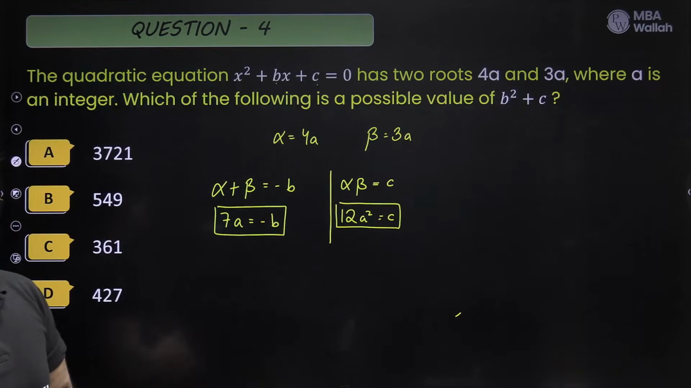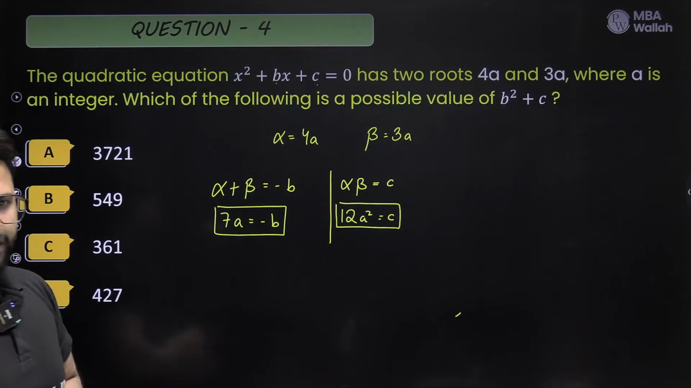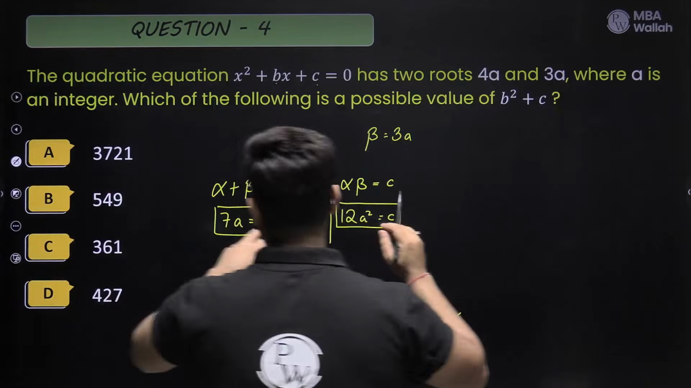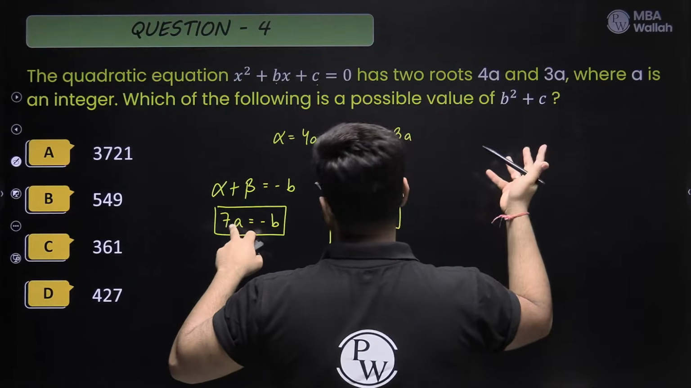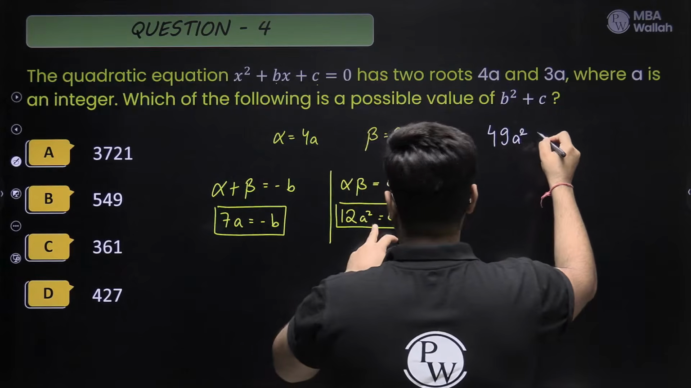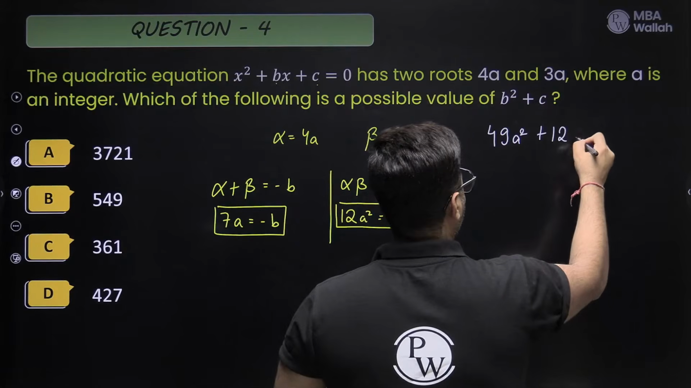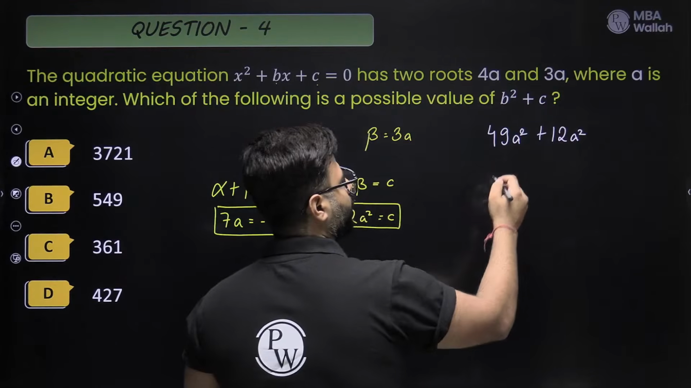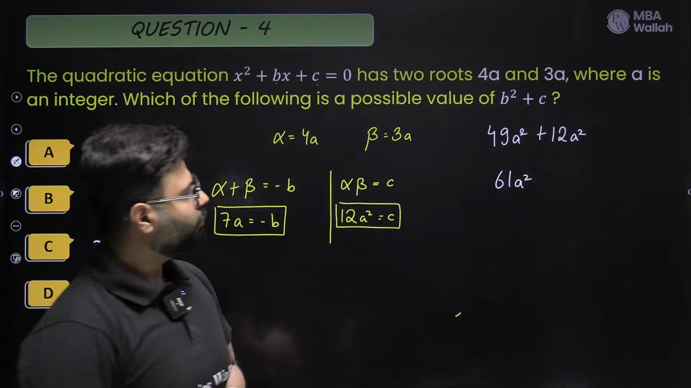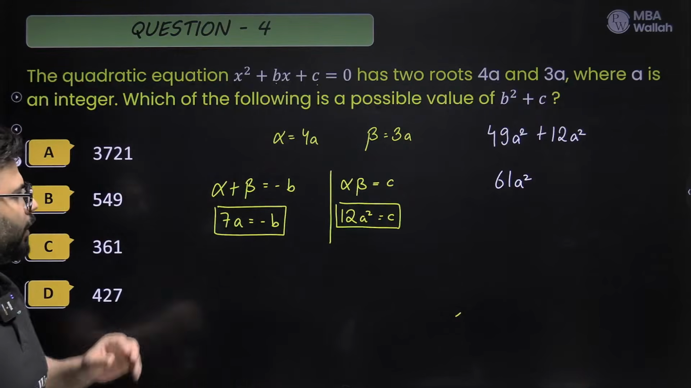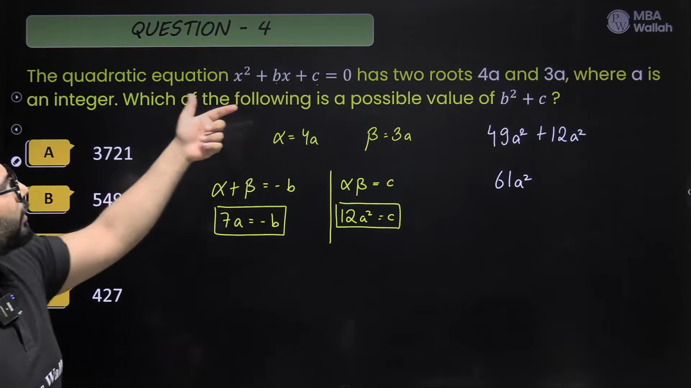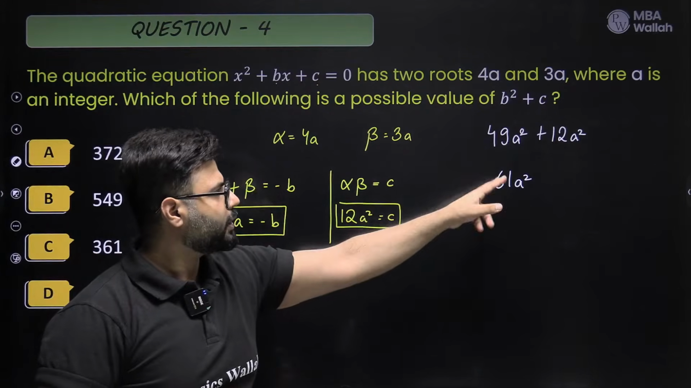So I'll eventually have to square it up. If I square it up, I end up at 49a square. Right. So if b is minus 7a, b square is 49a square. And c eventually is 12a square. So in total you have 49, 12, 59, that is 61a square, correct? Fine, 61a square.